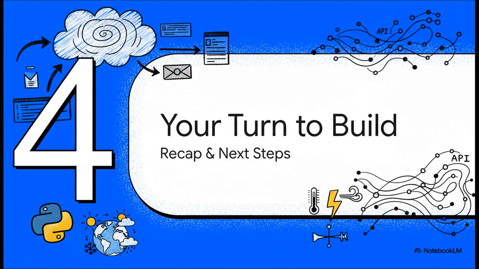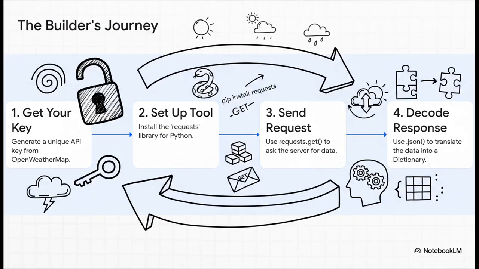And just like that, we've gone through the entire process. You now have the fundamental skills to connect your Python programs to this huge world of data that's out there on the internet. It's a real game changer. So let's just quickly recap our builder's journey. First, we got our secret key. Second, we set up our Python tool with that one simple install command. Third, we sent the request out into the world. And fourth, we decoded the response. Just four straightforward, manageable steps, and you have a fully working app.